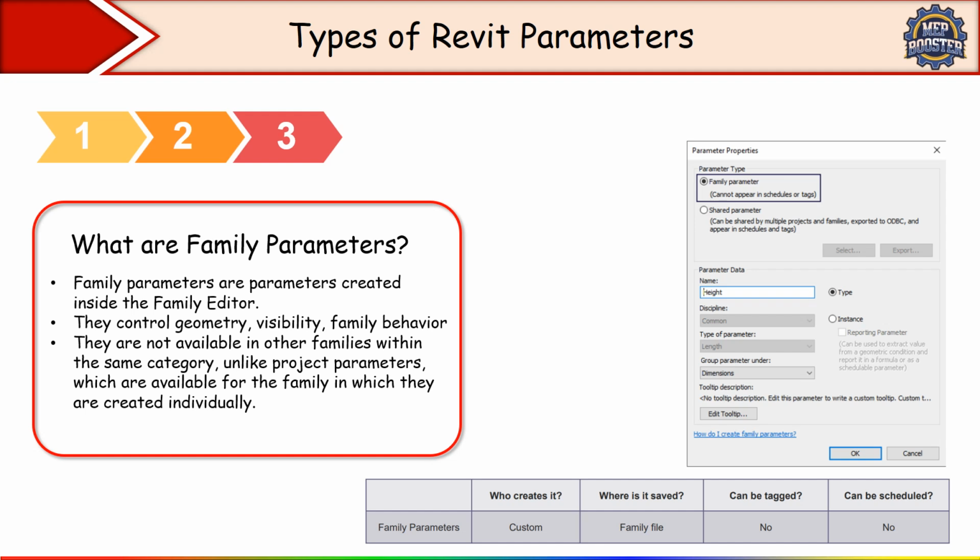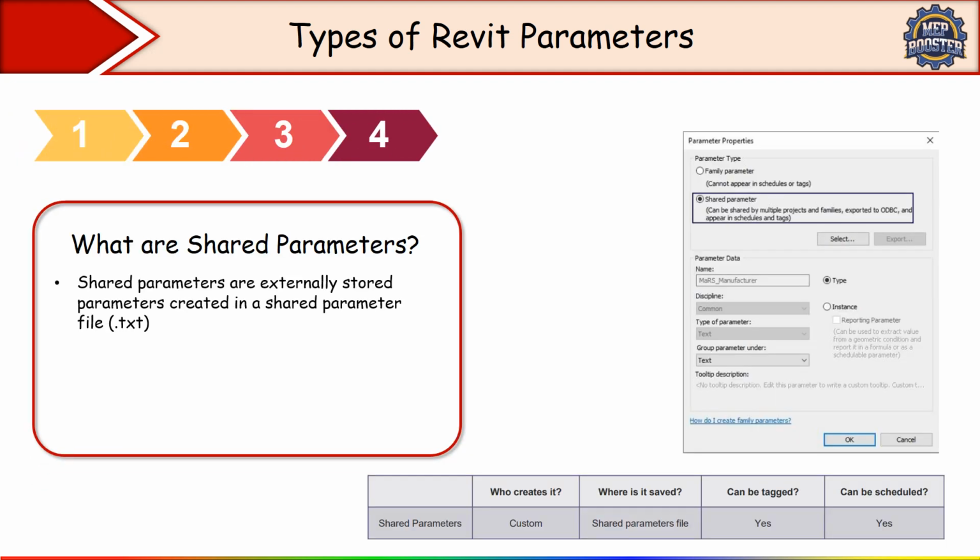Let me give you a real HVAC example. Suppose you create a VAV box family. Inside the family you have a width parameter, height parameter, airflow parameter. These are family parameters. They only work inside that VAV family. Clear? So family parameter is equal to what? Only inside that component. How to create the family parameter, I will make one separate video on it. And they cannot be scheduled or tagged. Remember this.